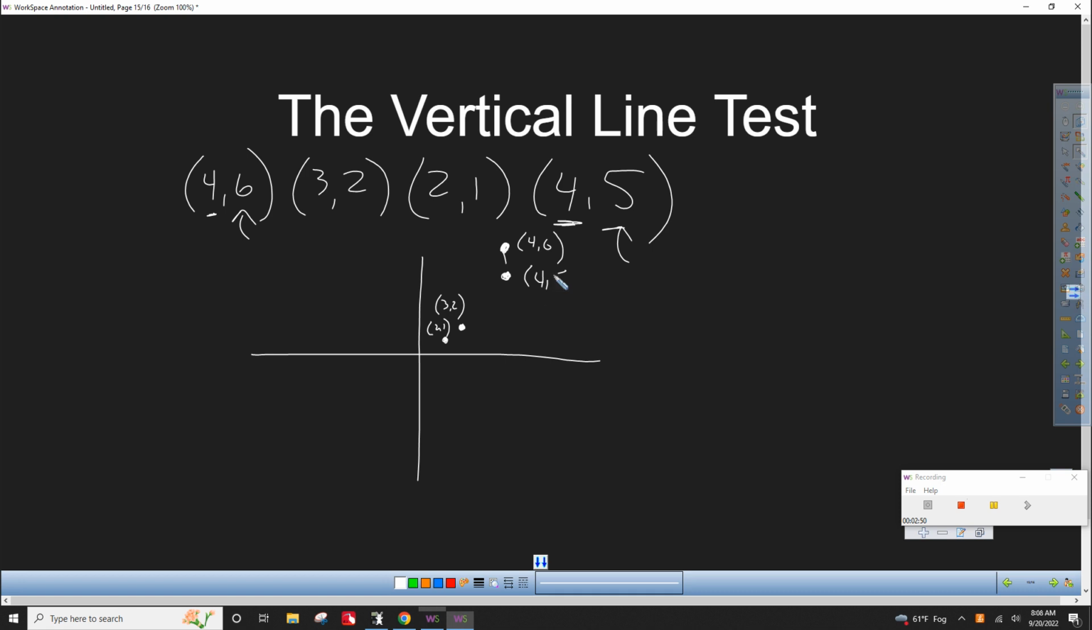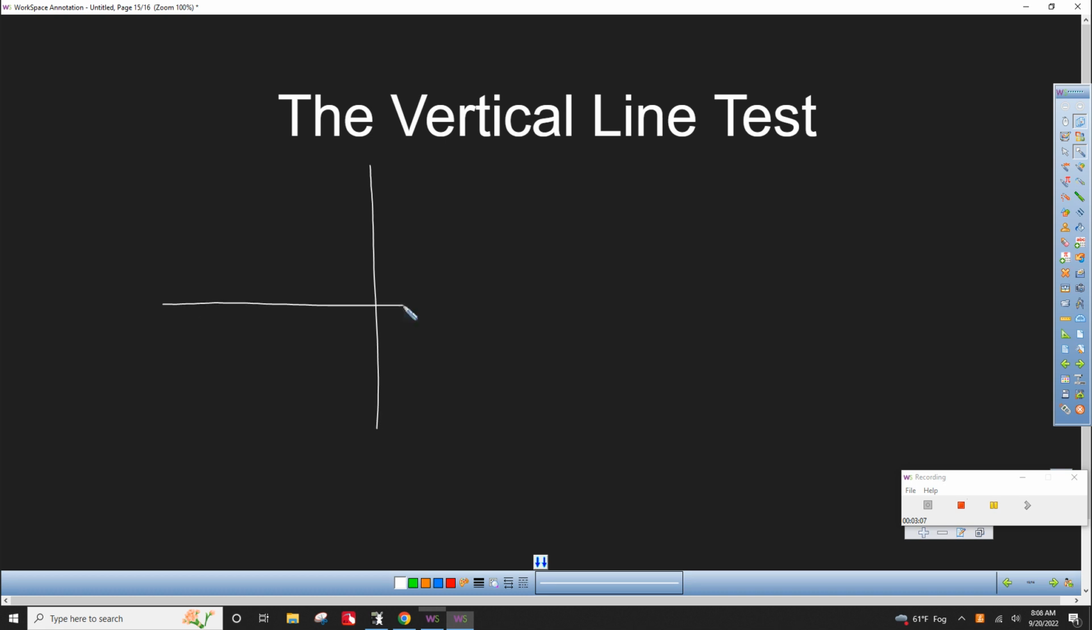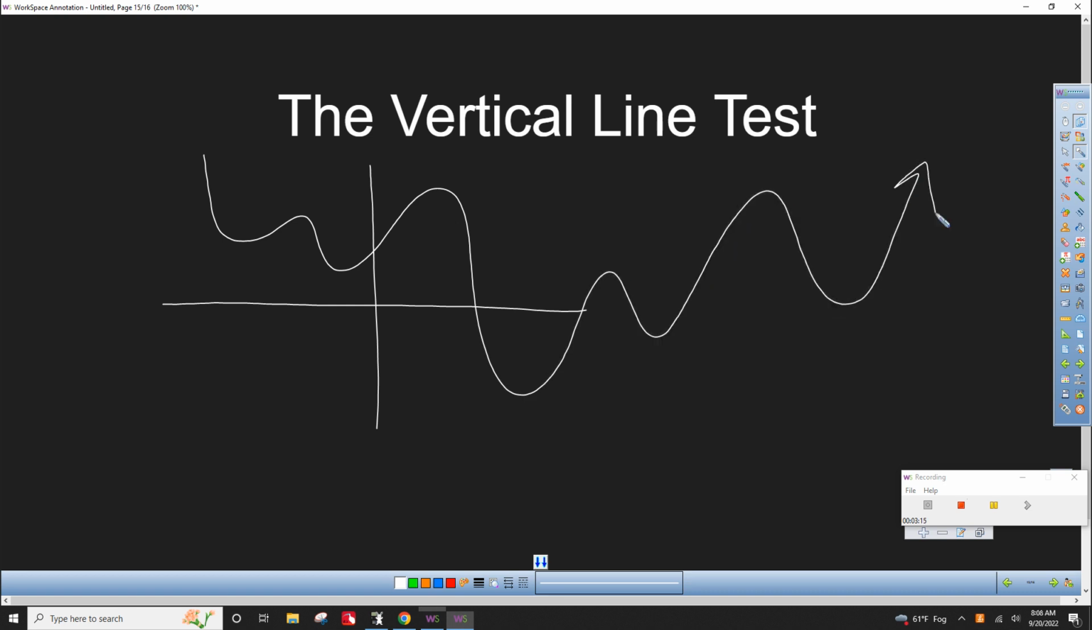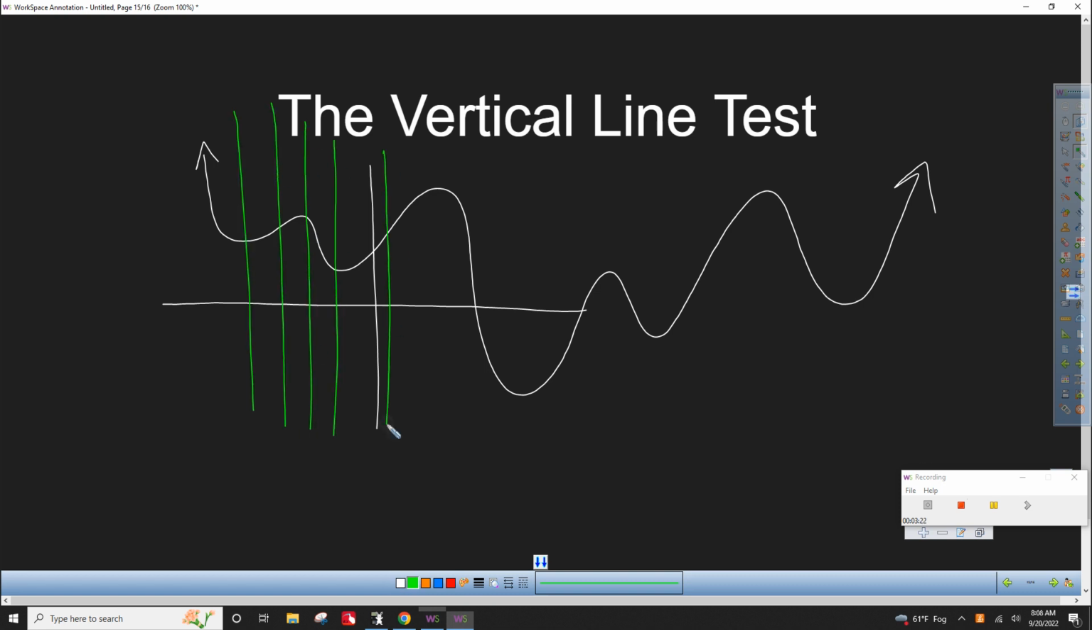So look at that. We have 2 points that are vertical from each other. And anytime you have 2 points vertical, then you have failed the vertical line test, and therefore this is not a function. So let's see if you had something that looked like this. That would be a function. Nowhere on this graph can I draw a vertical line that hits 2 points. So that is a function.